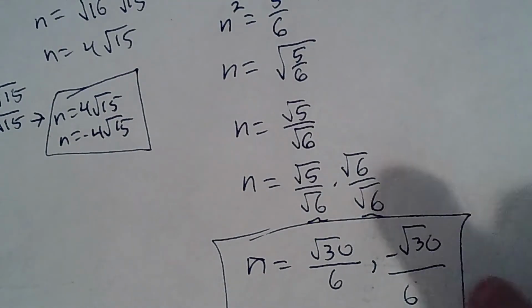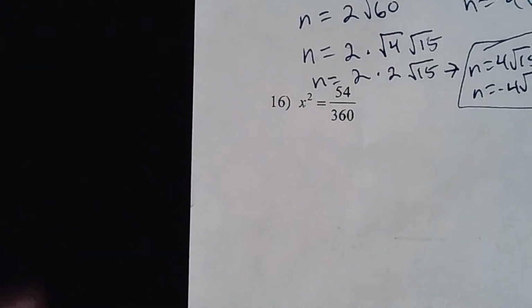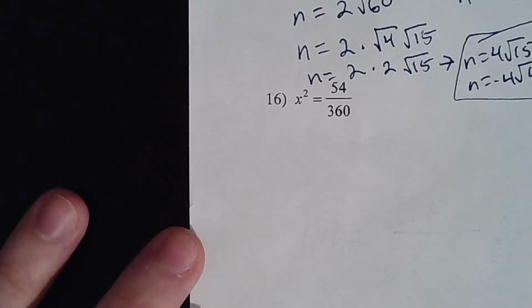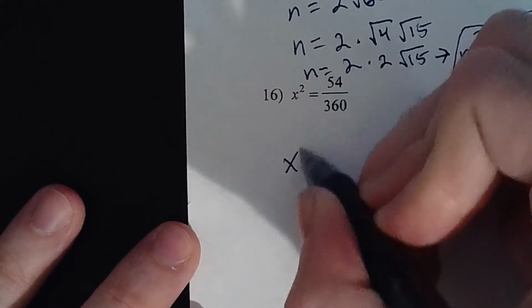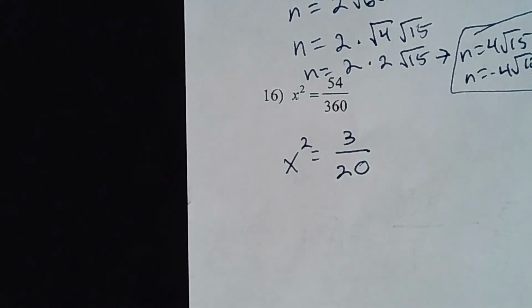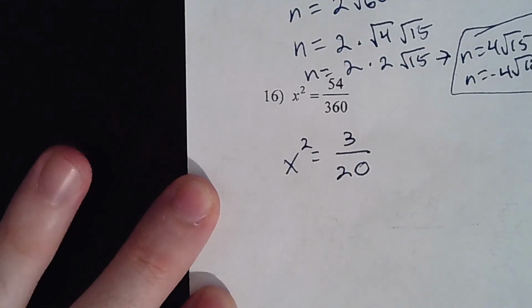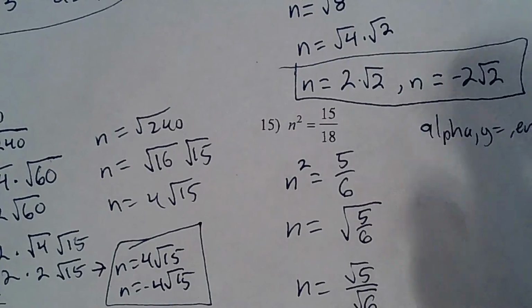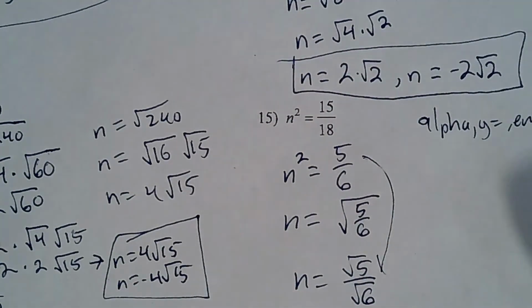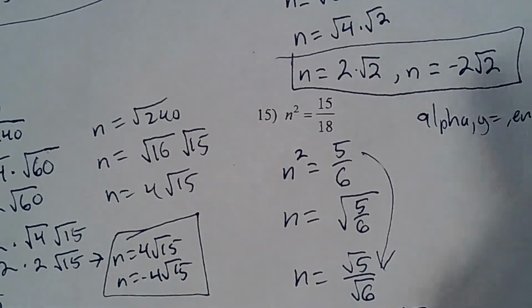One last question to do, number 16. Let's do it. So number 16 here, x squared is 54 over 360. Alpha y equals n, or reduce that fraction. If you do it correctly, it will reduce down to 3 divided by 20. After that, take the square root of the top and the bottom. Now, on the last question, I'm going to slide back over. On the last question, I just did the square root of the whole thing and then went right to here. But you could easily just jump right to this step if you wanted to. That's up to you.